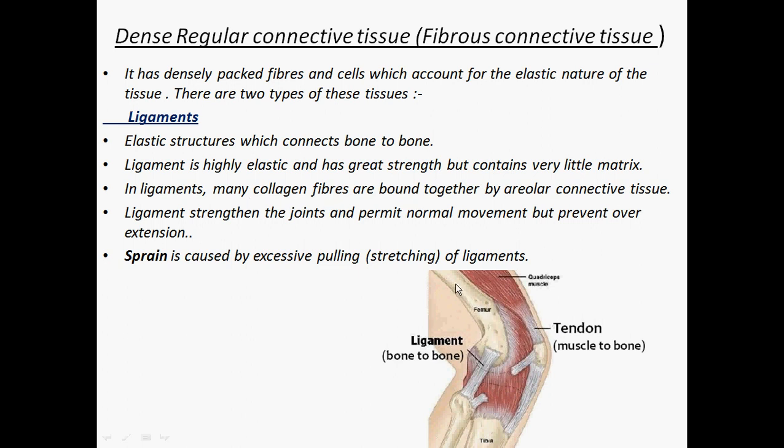You can see in this figure, this is one bone and this is the other bone, connected by an elastic, cord-like structure called the ligament, which connects bone to bone. The ligaments strengthen the joints and permit normal movement but prevent overextension. So the joints in the knees are strengthened by the ligaments, and they permit normal movement by the bending of the knees, but they prevent overextension.